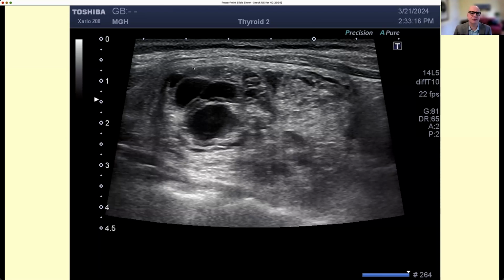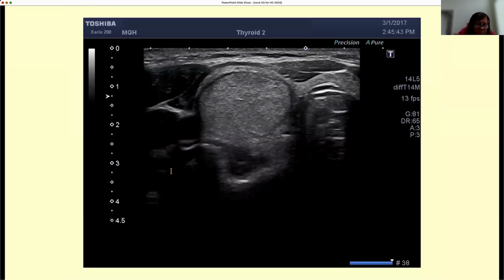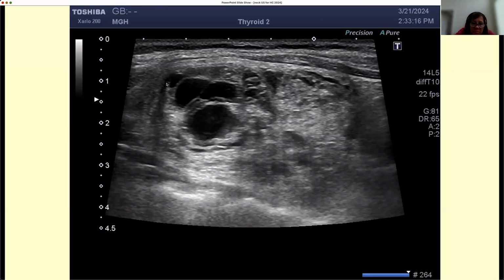So here's the nodule. You see my arrow, right? On the screen, do you see it? You see the pointer? You see the pointer? Yes. Any taker from this?